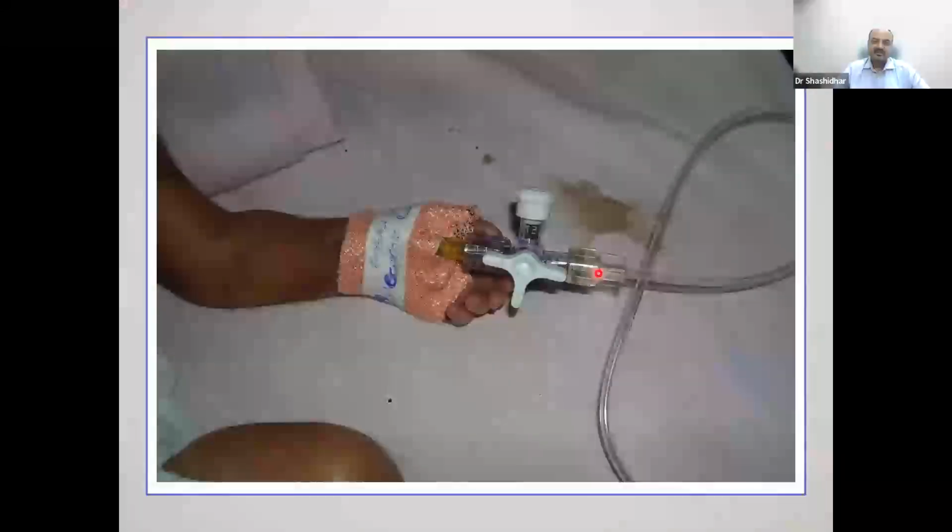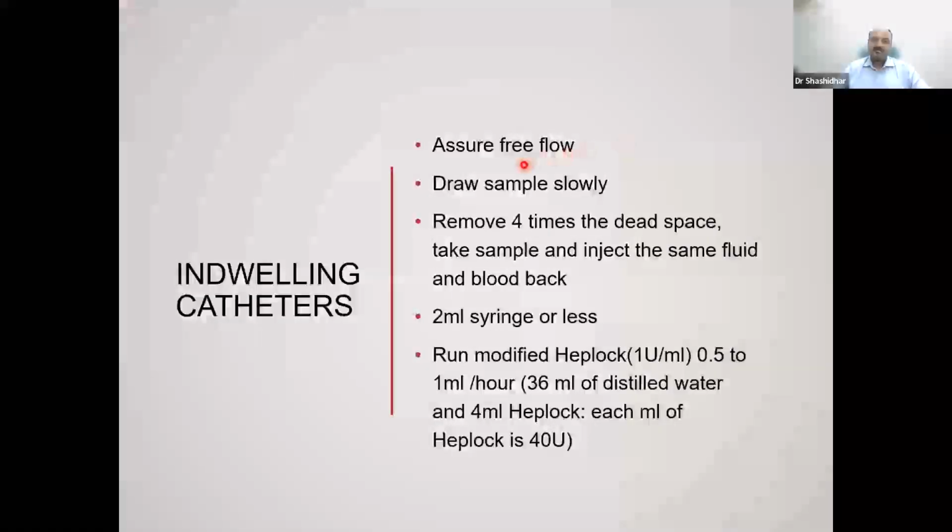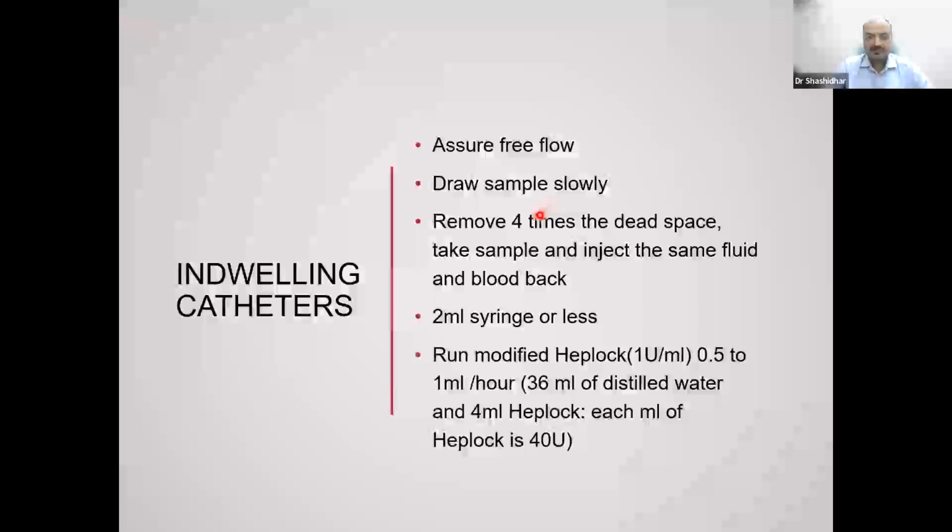This is an indwelling arterial catheter, which most centers should be doing, rather than doing a stab blood gas. Indwelling catheters, as I said, give the best processed samples because they ensure free flow. It can draw samples slowly. When we remove 4 times the dead space and inject back, especially for an umbilical catheter, we should use a 2 ml syringe or less, but it needs some skill to maintain these indwelling catheters by using heparinized saline infusions throughout around the clock.